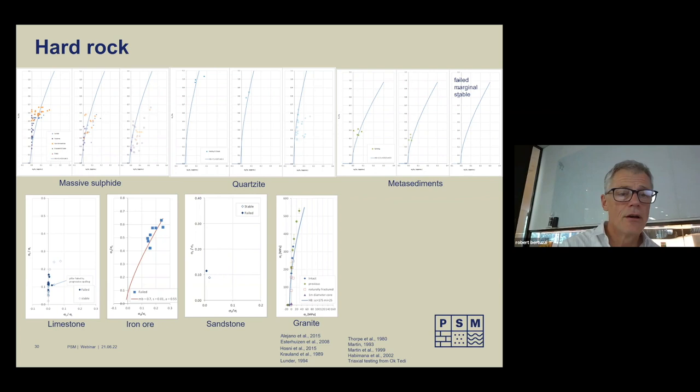So the massive sulfides, these are in series of three graphs, sets of three graphs. It's basically failed, marginal, and stable. And so the lines actually separate the data quite well. Similarly for the case in limestone, the iron ore, some of the smaller case studies as well.